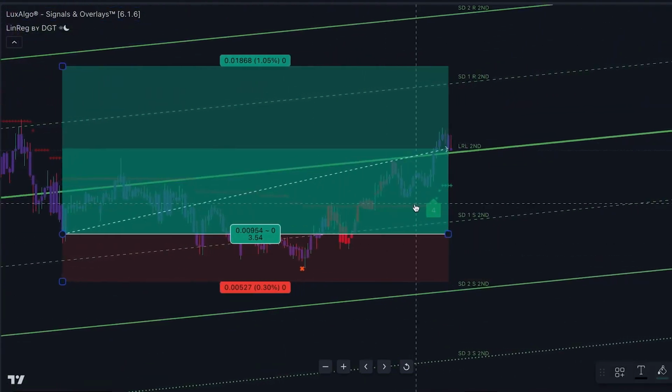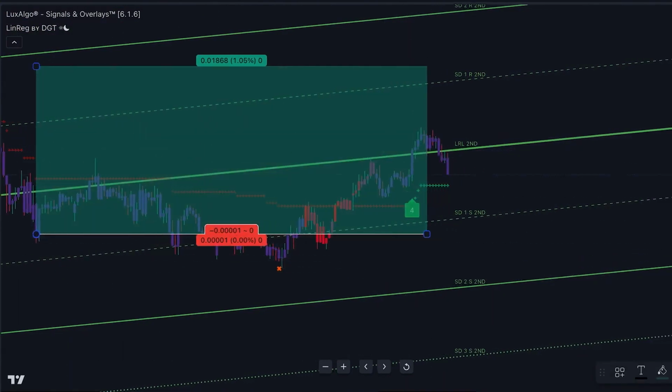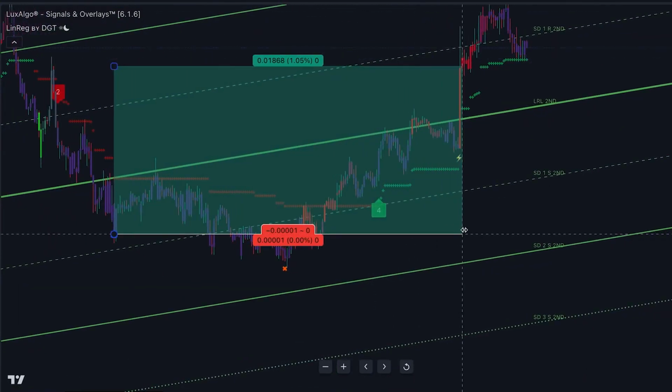We hope you enjoyed this video on this new regression channel indicator, allowing users to easily identify and trade channels.